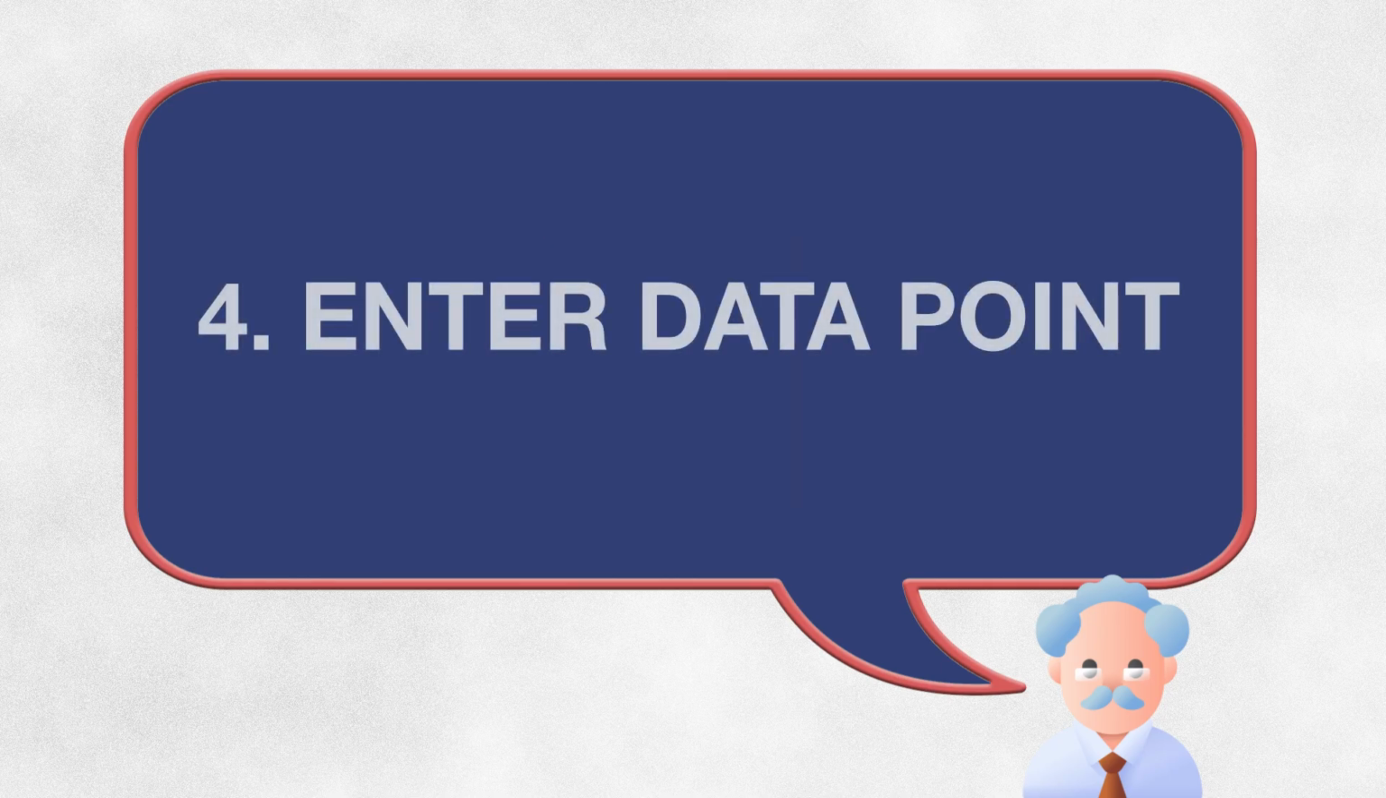Step 4. Enter the data point. Use a pencil to mark a small dot on the graph at the correct spot. Check that the dot is placed exactly where the x and y values intersect. Keep the dot clear and visible but not too large.